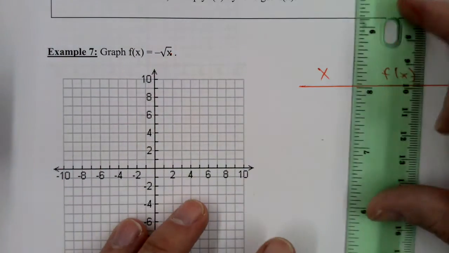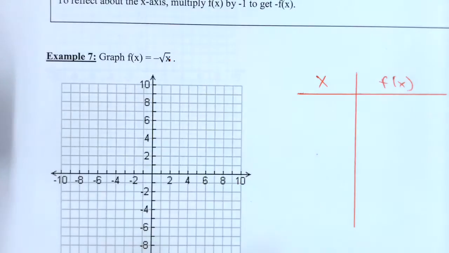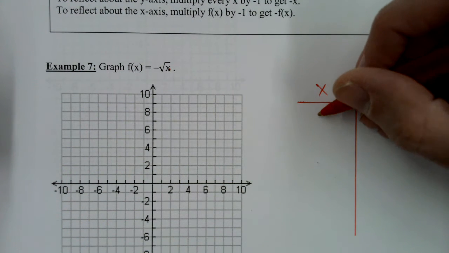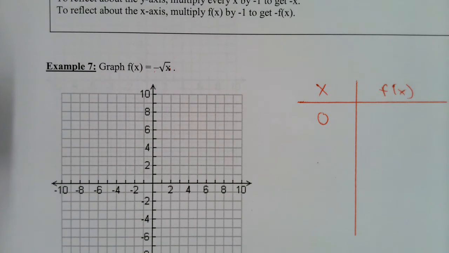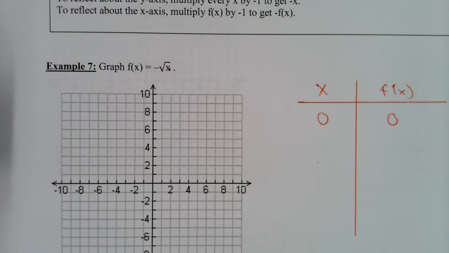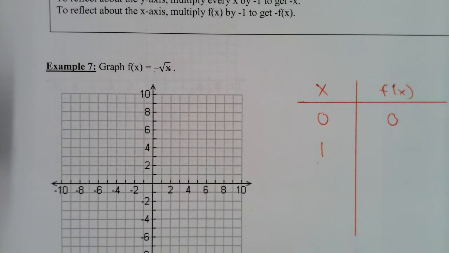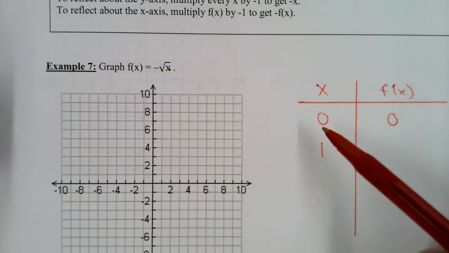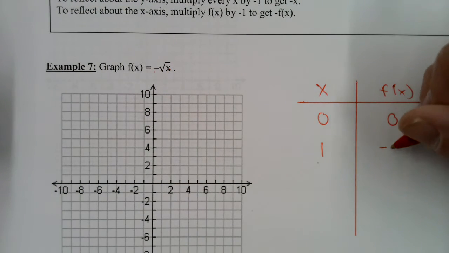That negative out front means you're going to reflect it across the x-axis. Okay, so let's do 0 for x. Negative square root of 0 means negative 0, or 0. Let's do 1 next for x. The square root of 1 is 1, times negative equals negative 1.